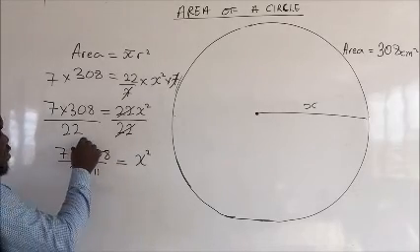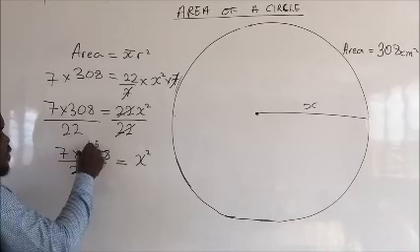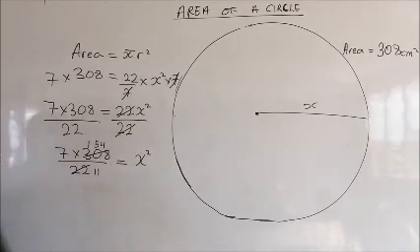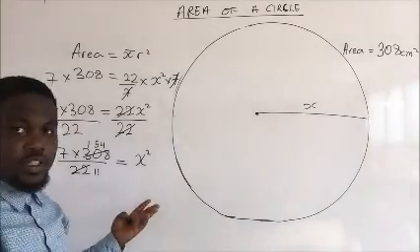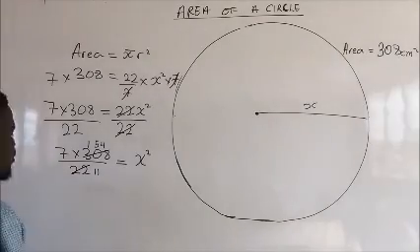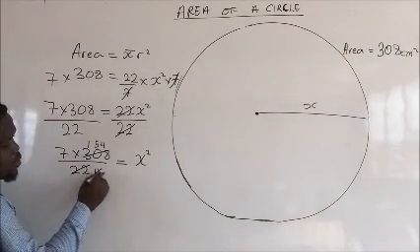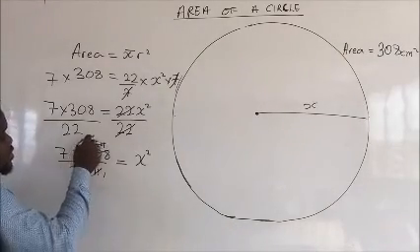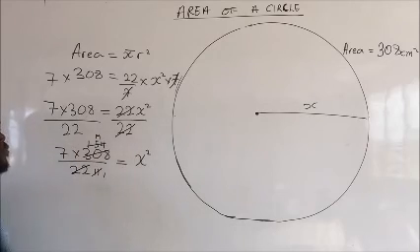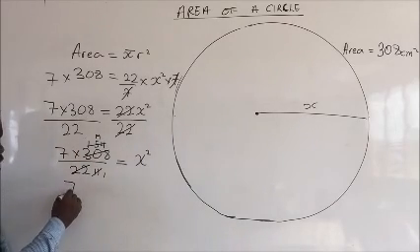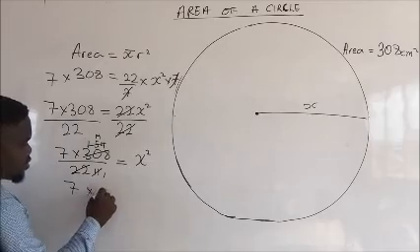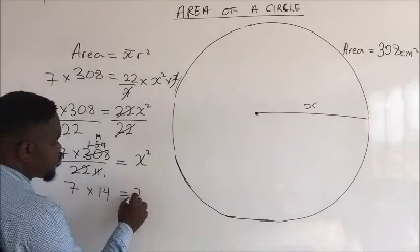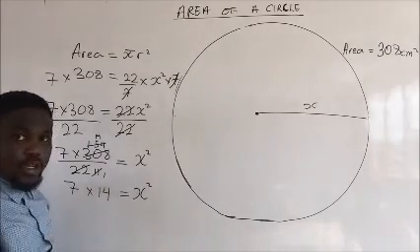2 goes here, 1, 5, 4. You can use your long division. Okay, good. Now we have this. 11 here, 1. 11 here, 14. So at the end of the day, we have 7 times 14 is equal to x squared.